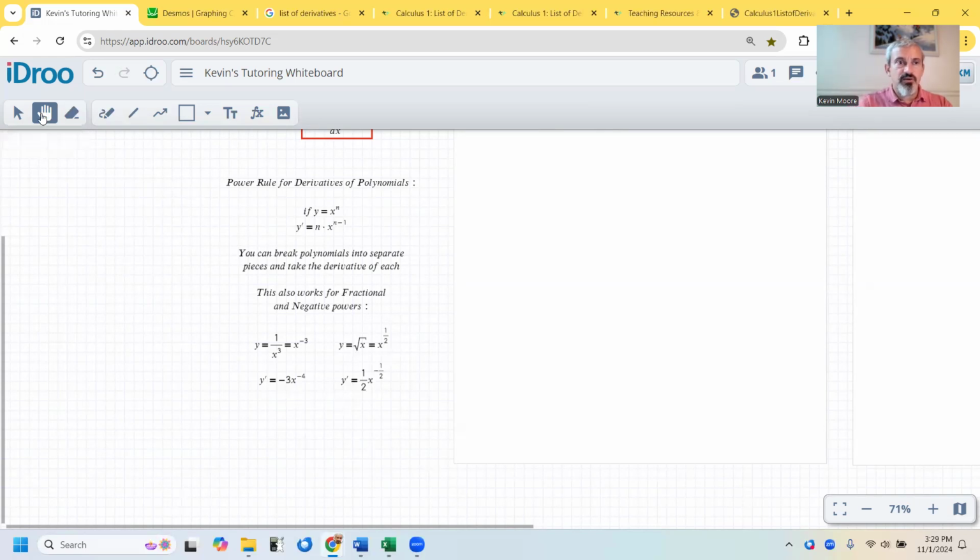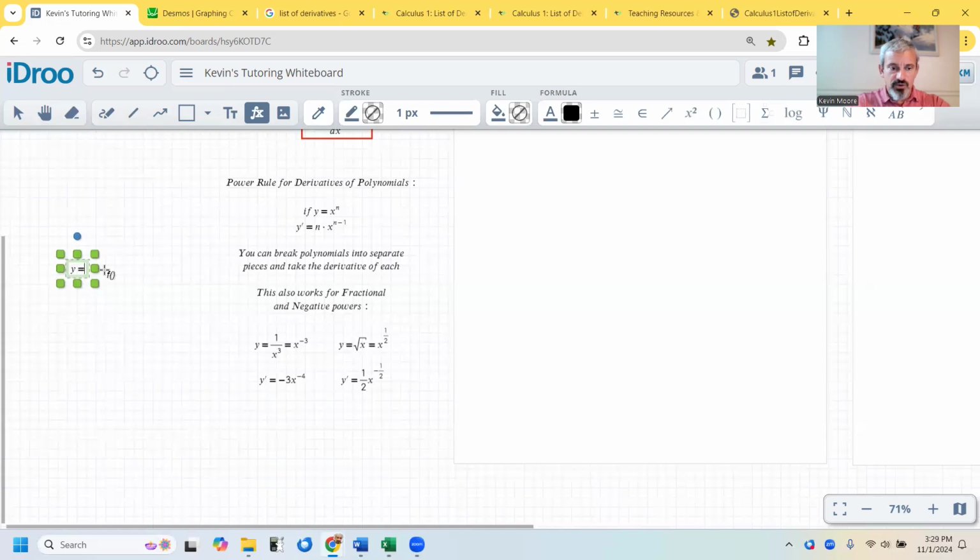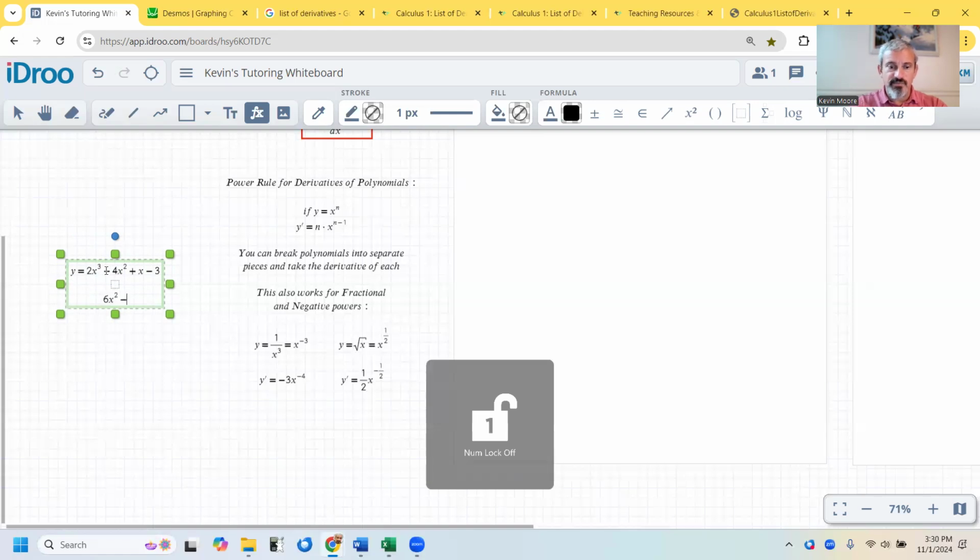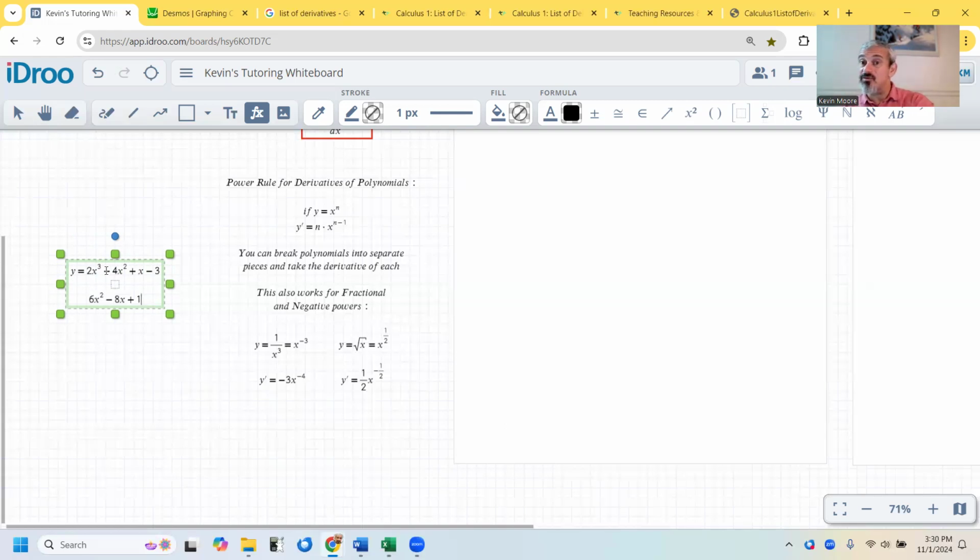You can use this to put together the derivative of any polynomials because you can break them into parts. If I have y equals, I'll write this one out, y equals 2x cubed minus 4x squared plus x minus 3. The derivative of x cubed is 3x squared times 2 is 6x squared. The derivative of x squared is 2x times negative 4 is minus 8x. Derivative of 1x is just 1. And the derivative of 3x to the 0 is 0. The slope of a constant is just 0. And there's our derivative. We can do it just one piece at a time.